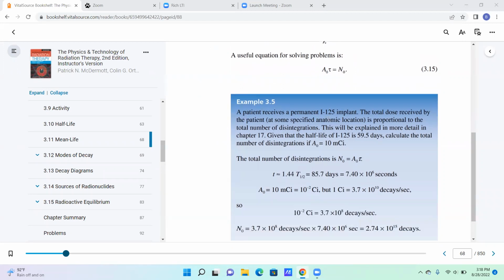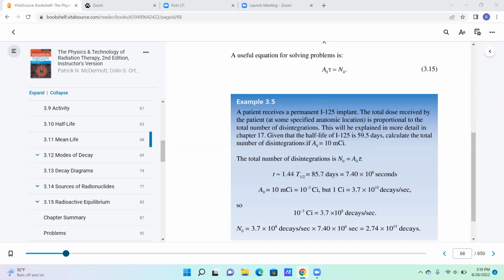So a patient receives a permanent I-125 implant. The total dose received by the patient is proportional to the total number of disintegrations. We'll explain that a little later. Given that the half-life is 59.5 days, calculate the total number of disintegrations if your original activity is 10 millicuries. So the total number is going to be A naught times tau. Tau is going to be 1.44 times the half-life. It's given to us.